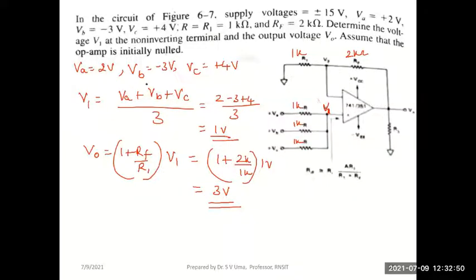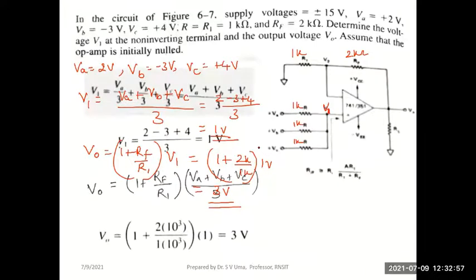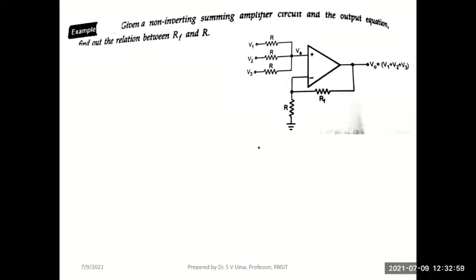Assume that the op-amp is initially null. He says there is no error or offset voltage in the op-amp. Okay, the same thing. Okay, try out this.